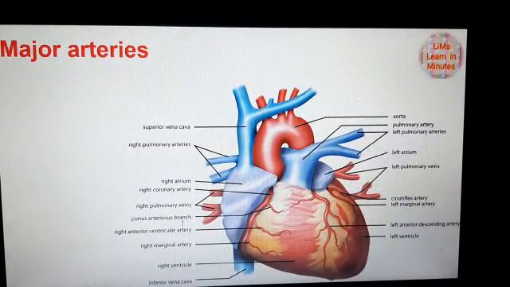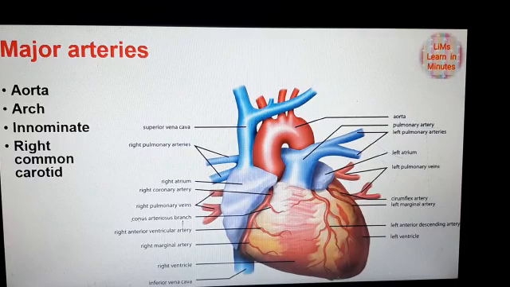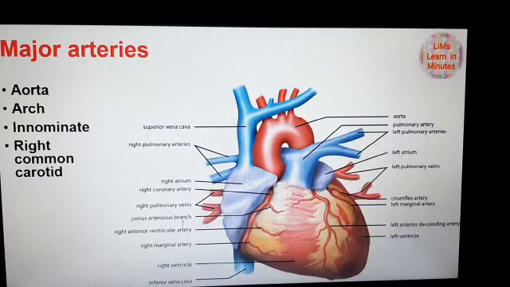Then major arteries. The main artery in the human body is the aorta. It originates in the left ventricle of the heart and goes to the base of the heart, forming an arc. The first artery to branch off from this arc is the innominate artery, which further splits into right common carotid and right subclavian arteries.